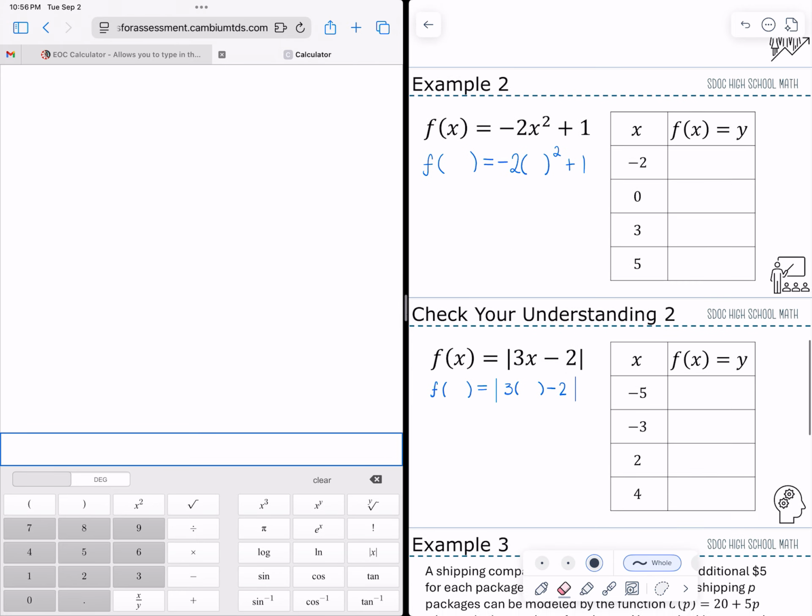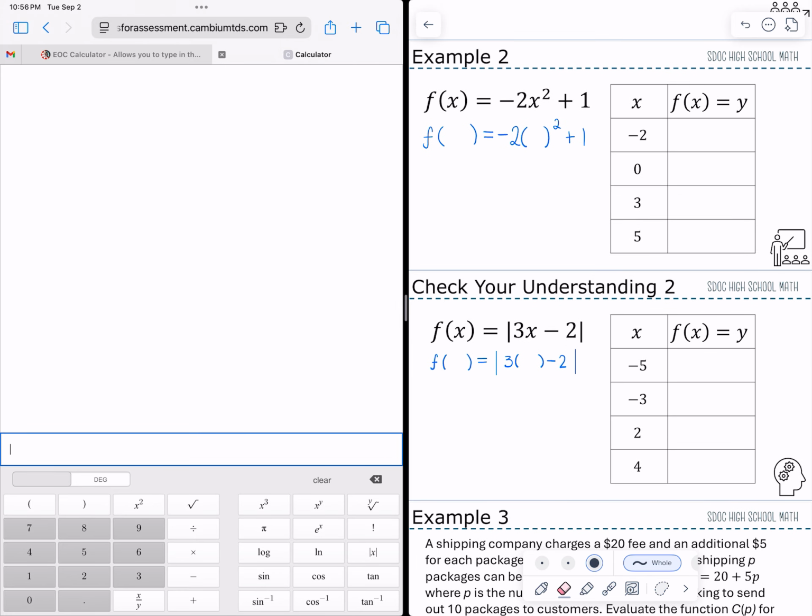On example 2, now we have f of x is equal to negative 2x squared plus 1. Everywhere there's an x, we replace that x with a blank set of parentheses because we're going to replace that with some x value. Here I have negative 2 times x squared. The square is not with the x because it is not in the parentheses. So that means that the square, the exponent of 2, is outside of the parentheses, plus 1. Now on this one here, we're going to replace it with negative 2.